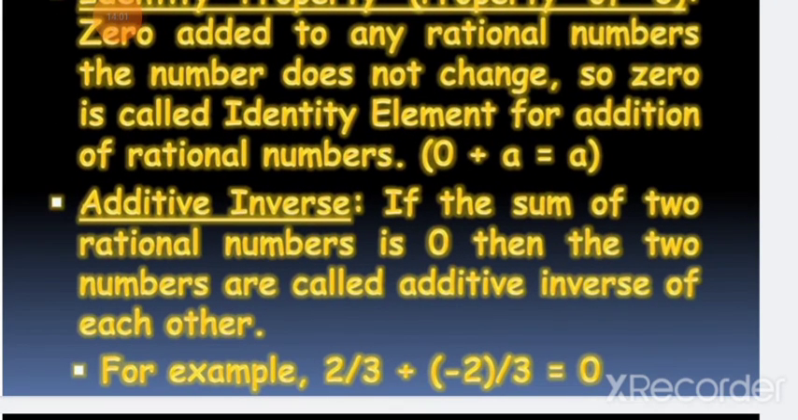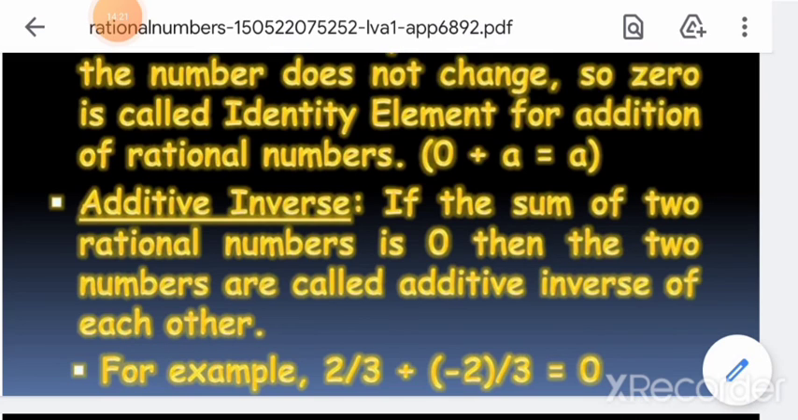If you take minus 3 by 2, its additive inverse will be a positive number. If you take a negative number, its additive inverse will be a positive rational number. So I hope all the students have understood this property and this concept.